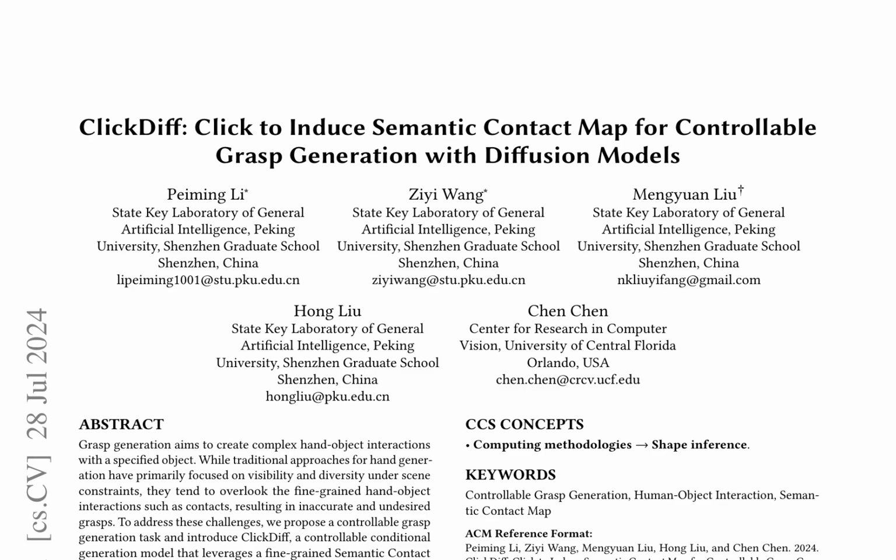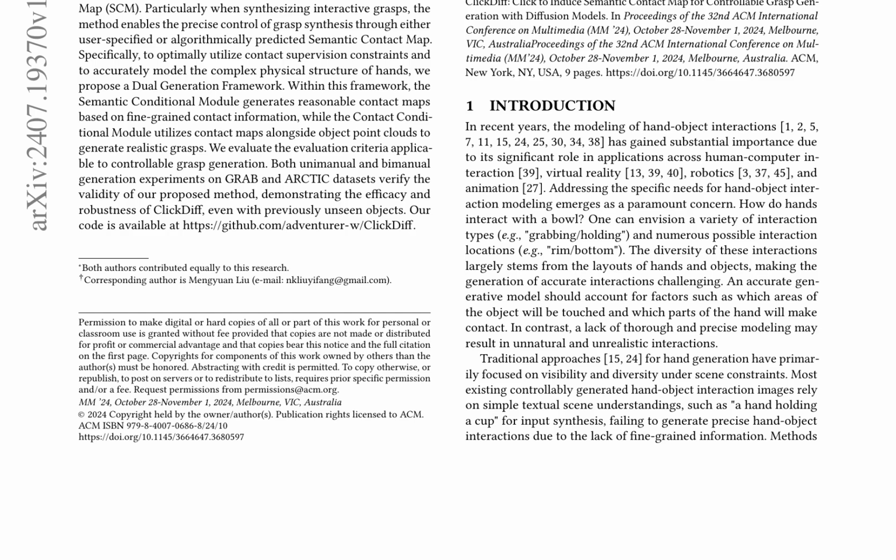The proposed dual generation framework consists of two modules: the Semantic Conditional Module, which generates contact maps using SCM as conditions, and the Contact Conditional Module, which synthesizes hand grasps based on generated contact maps and object point cloud information as conditions. The tactile guided constraint is introduced to extract pairs in the SCM that represent touching and integrate contact information into the Contact Conditional Module. ClickDiff utilizes a conditional diffusion model framework to improve the fidelity of generation through user-specified contacts.